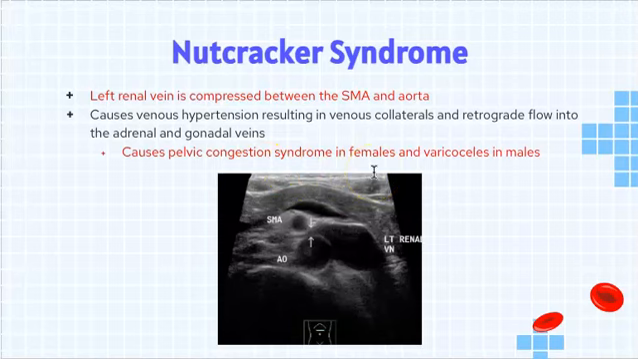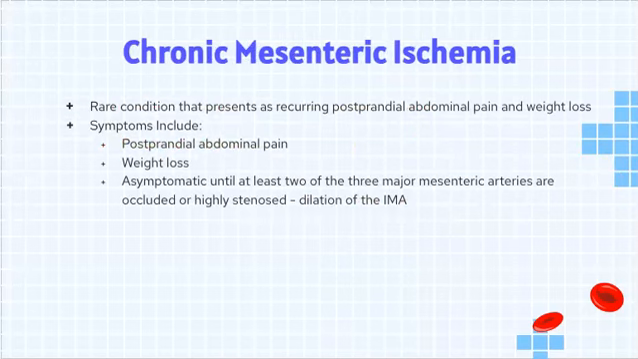Some symptoms of Nutcracker syndrome could be hematuria or flank pain, left flank pain. Next is chronic mesenteric ischemia. This condition is actually very similar to our celiac axis compression. However, this condition usually takes place in older adults, whereas our celiac axis compression occurs in younger females.